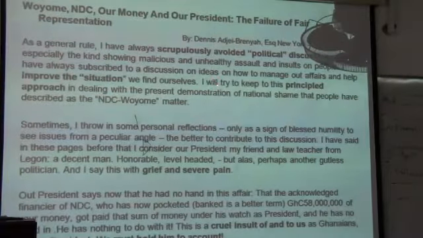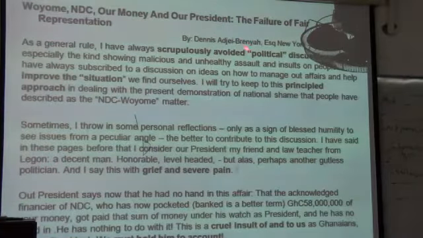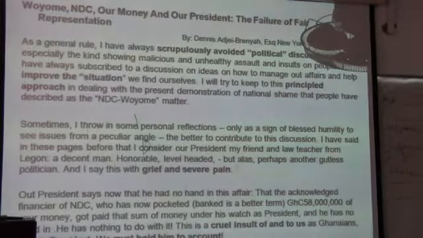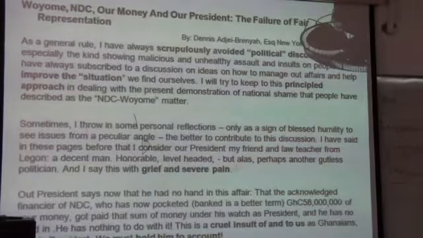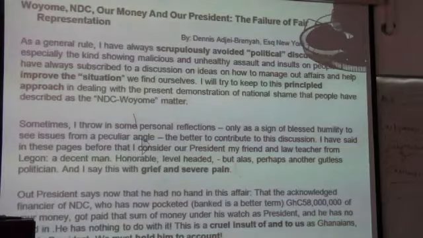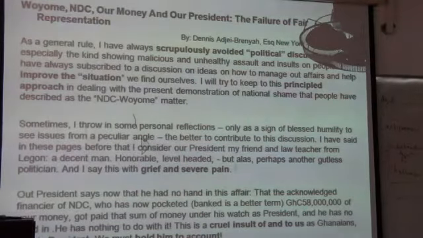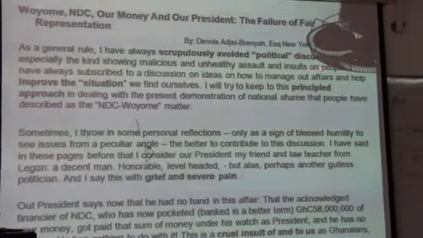So in quantitative analysis, you see that I've highlighted some key terms. And each of them, I'm going to use to describe a particular phenomenon. Each of the key terms has what I want to communicate. For example, the terms in the first paragraph: "as a general rule, I've always scrupulously avoided political discussions." He's trying to say that he's more of an objective person. He doesn't want to jump into all these discussions, especially the kinds showing malicious and unhealthy assaults and insults of people.